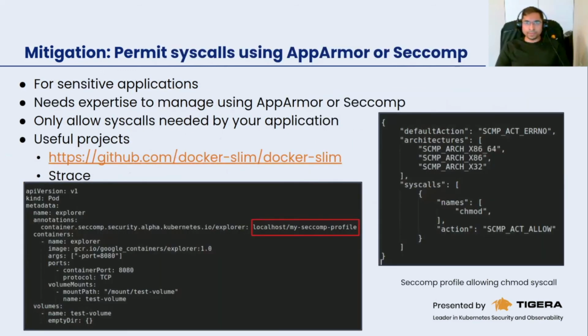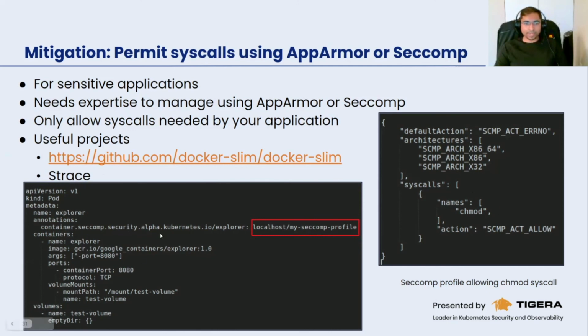For really sensitive applications where security is the prime focus, you can enable syscall filtering using AppArmor or Seccomp profiles. On the right side, you can see a Seccomp profile where the chmod call was used, so you are only allowing this one particular system call. It doesn't matter what permissions are given to the root user inside a container. If you apply this Seccomp profile to a particular container, all it can do is this one particular system call.